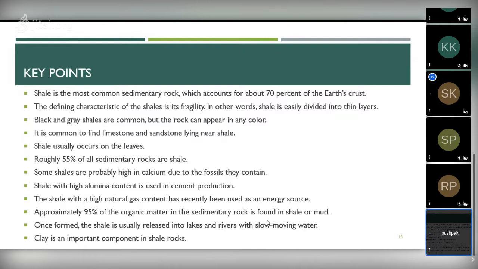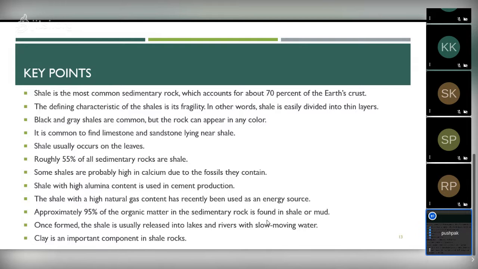Okay, go ahead. So I will sum up what we have covered in key points. As I was saying, the defining characteristic of shale is its fissility. In other words, shale is easily divided into thin layers. Black and gray shales are common, but the rock can appear in any color. It is common to find limestone and sandstone lying near shale. Shale usually occurs on the levees.